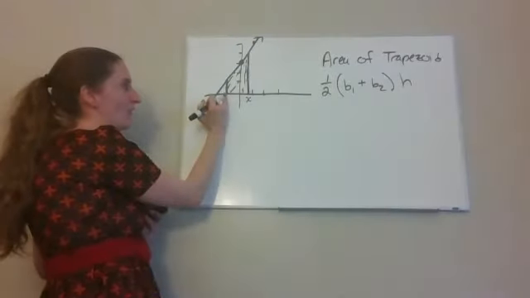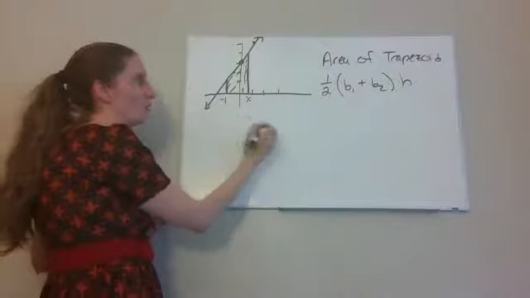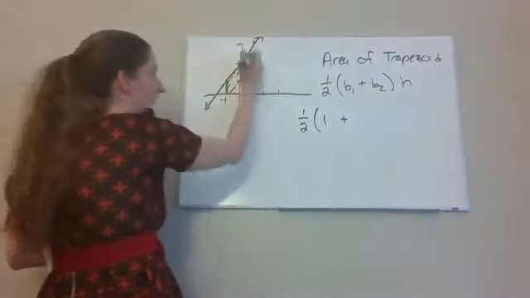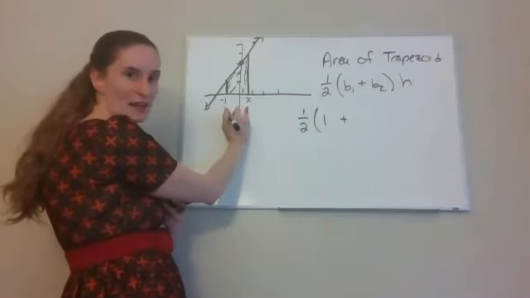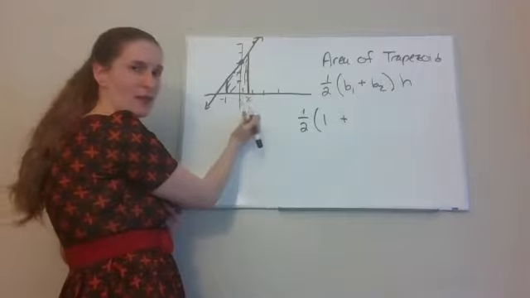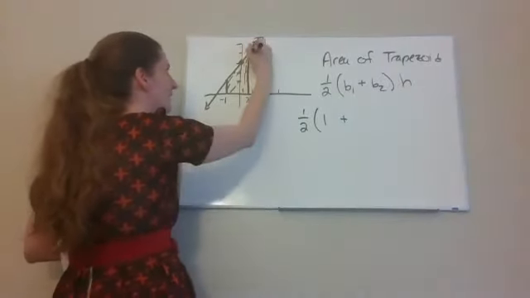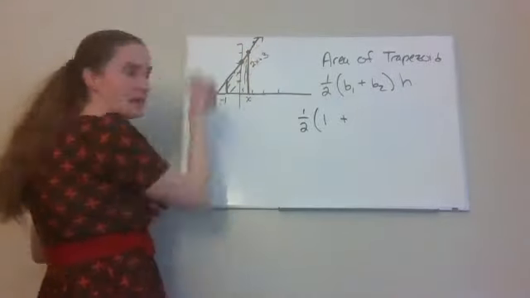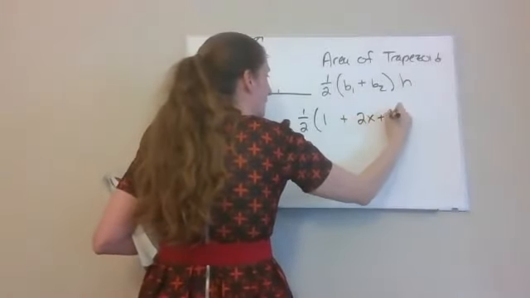So this first side is 1. So I'm going just from 0 to 1. And the second side here, well, it's a little more difficult because I have just the x here, not a specific x value to plug in. But I know for whatever x this is, this height here is going to be 2x plus 3. So I'm going all the way up to my function. So my other base is 2x plus 3.